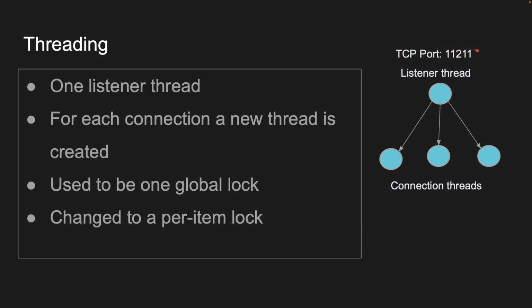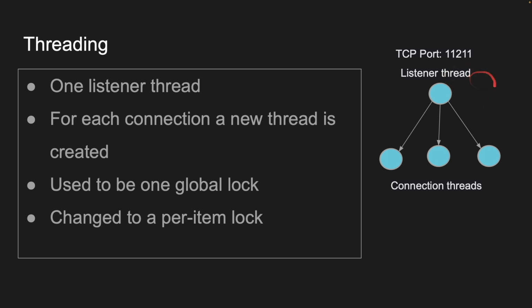TCP port 11211, and there is a listener thread. One thread spins up and listens to port 11211. That creates a socket, in operating system speak, and that basically creates its own accept queue, its own send queue. This is how applications start accepting connections. Every single connection that happens, the listener thread will accept it.